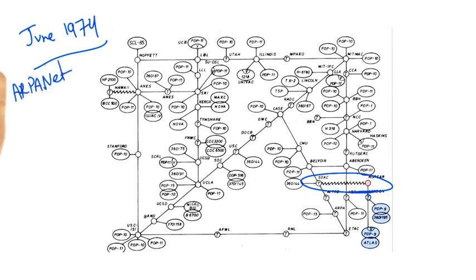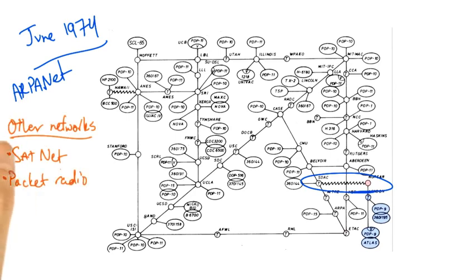Of course, the ARPANET wasn't the only network. There were other networks at the time. SatNet operated over satellite. There were packet radio networks, and there were also Ethernet local area networks.